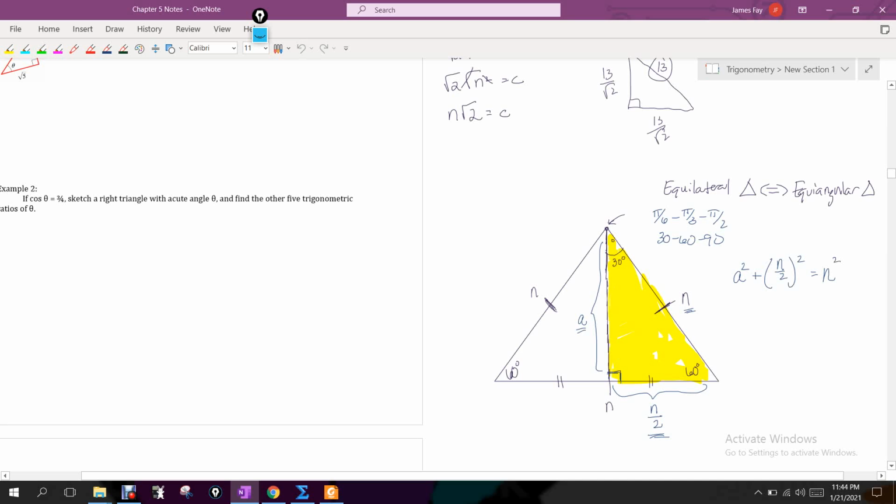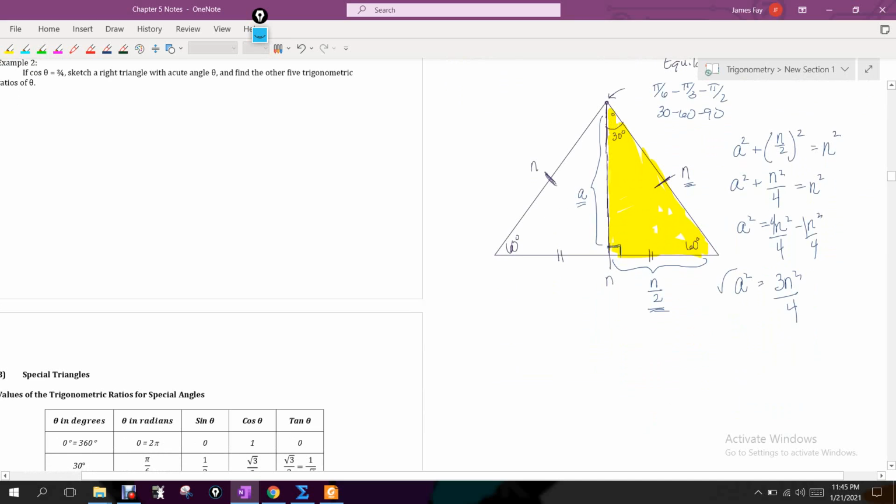Now to find this length here, I'm going to just solve for A. So solving for A, I would have A squared, and then n squared over 4 here, and this will be n squared there. Isolate A squared, so I'll have n squared minus n squared over 4. Now, if I want to combine these like terms, I'm going to make this 4n squared over 4. I'm left with A squared equals 4n squared minus 1n squared is 3n squared over 4.